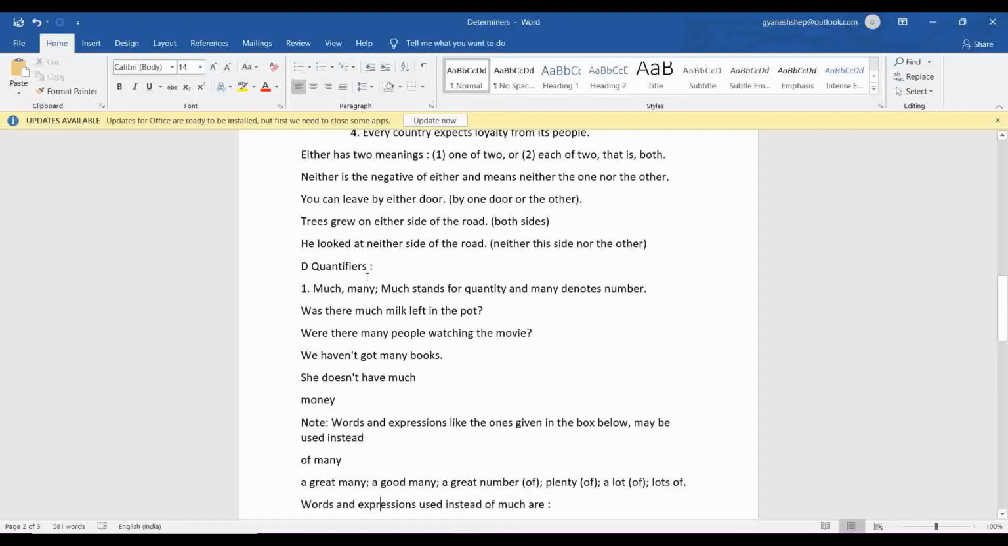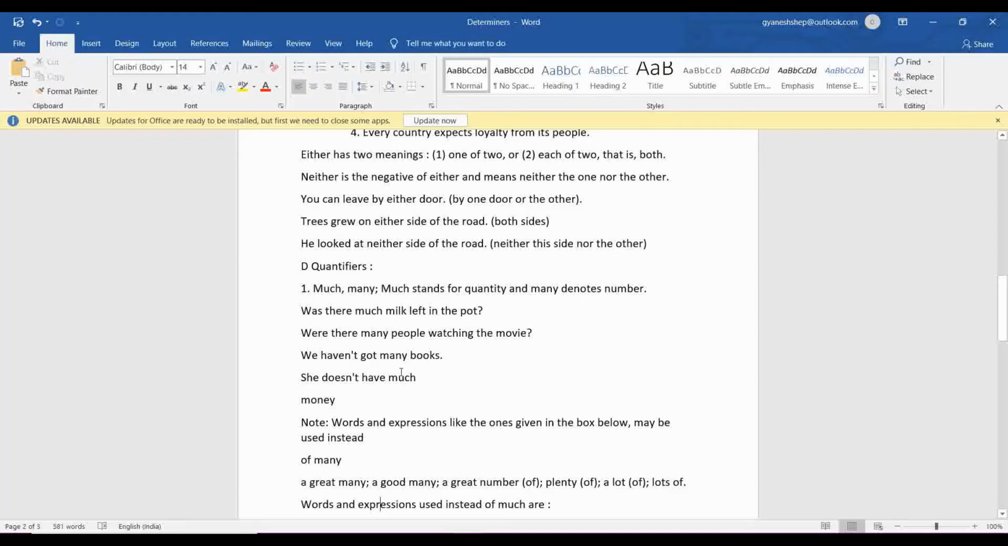What are the quantifiers now? Much, many. Much stands for quantity and many denotes number. When we are talking about uncountable things, we use much. How much? Was there much milk left in the pot? If you are holding a pot or a cup in your hand, you will ask like this. So for liquid, you will use much: was there much milk? Were there many people watching the movie?